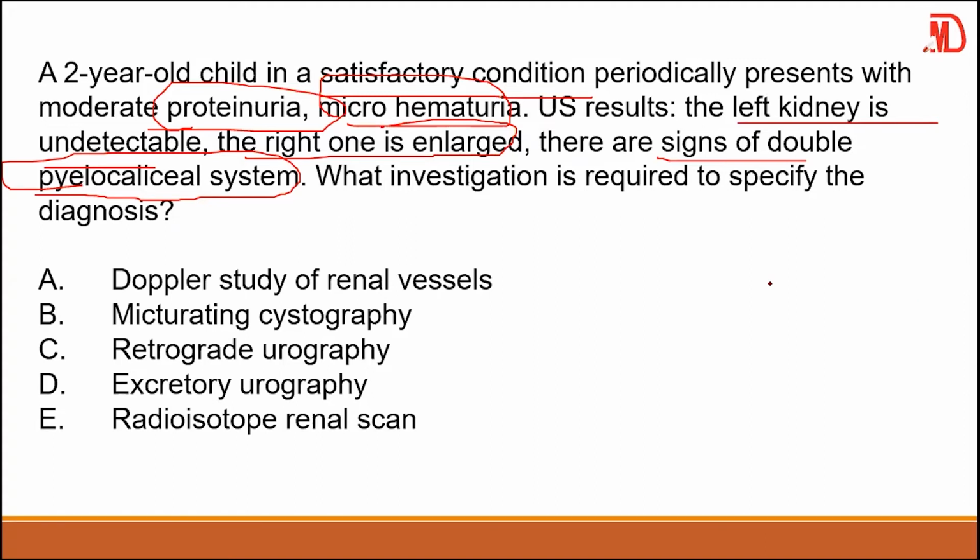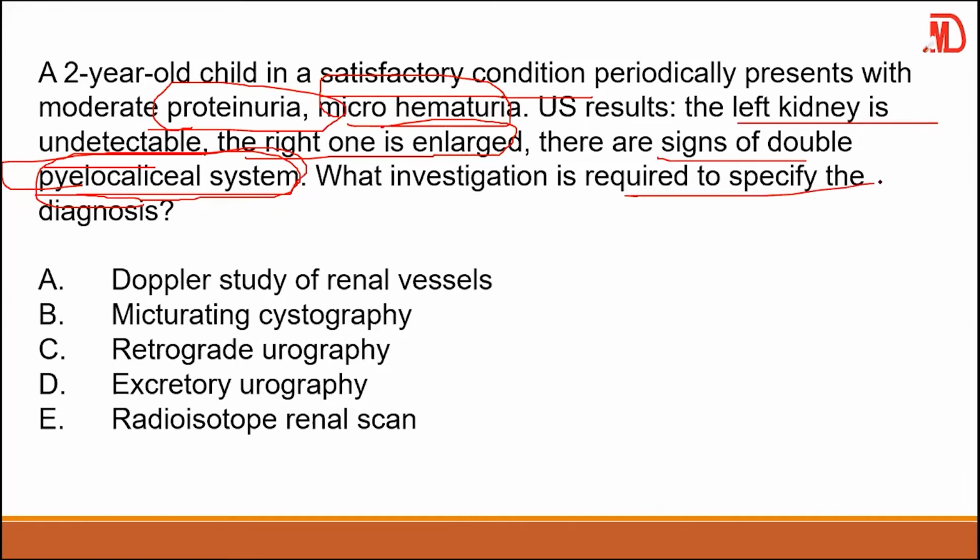But usually inside the kidney, where we have the collecting duct, it comes to the calyces, then it comes to the, how do you call it? What do the calyces drain into before it drains into the ureter? I've forgotten that. My brain is tired. Pelvis. Yes, pelvis, thank you. So there are signs of double pyelocaliceal system.